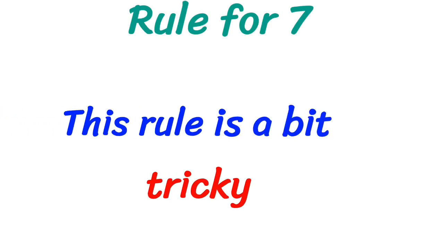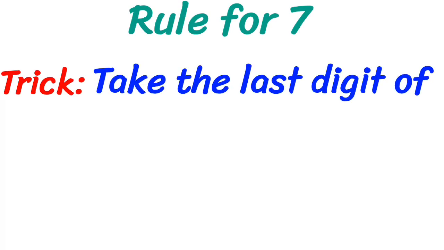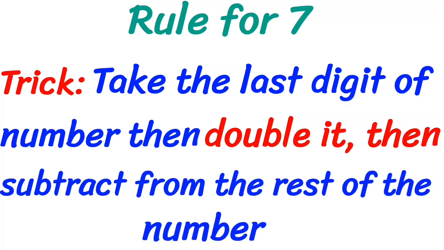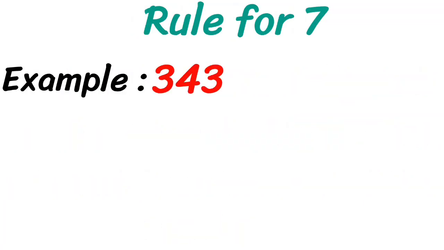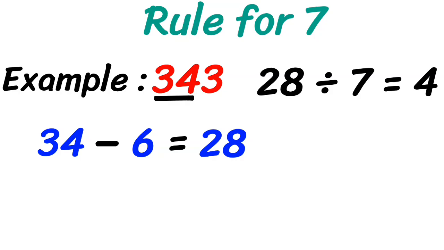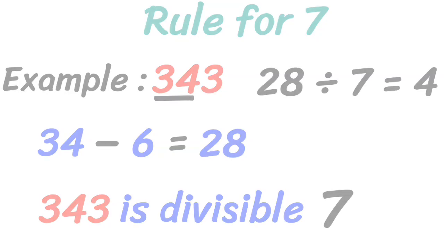Rule 7. Pay attention. This rule is a bit tricky. For 7, use this trick. Take the last digit of the number, double it, subtract from the rest of the number. For example, 343. The last digit is 3. Double it is 6. Now subtract it from the rest. 34 minus 6 is 28, and 28 is divisible by 7. Therefore, 343 is divisible by 7.